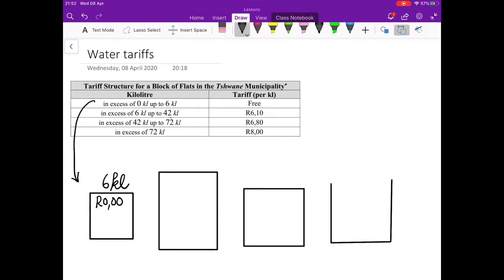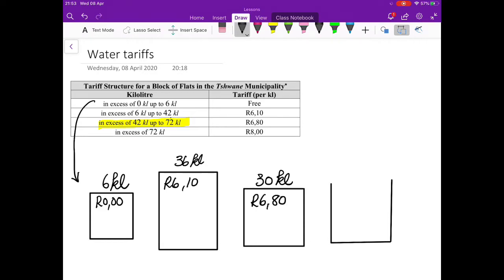Right, in the next bucket of water, we go from 6 to 42. So from 6 to 42 is going to give you 36 kiloliters of water, and each of those kiloliters is 6 Rand 10 per kiloliter of water. If we look at our next bucket of water, 42 to 72 kiloliters, that means in this bucket we're going to have 30 kiloliters of water, and each one of those kiloliters is going to cost 6 Rand 80.